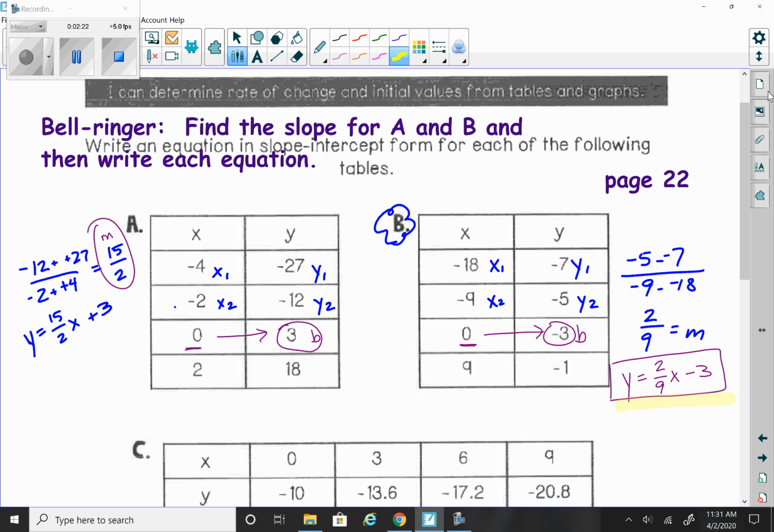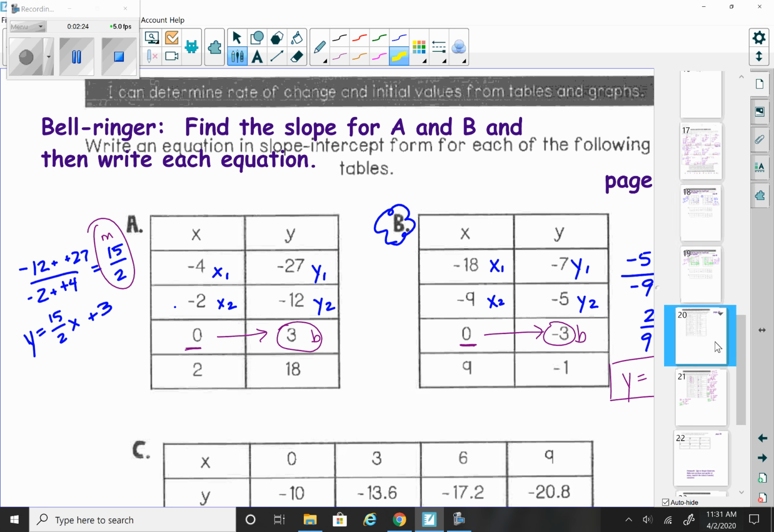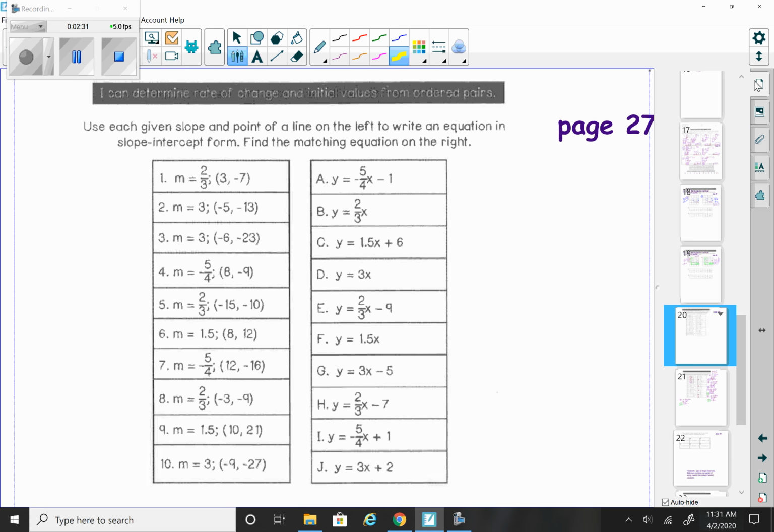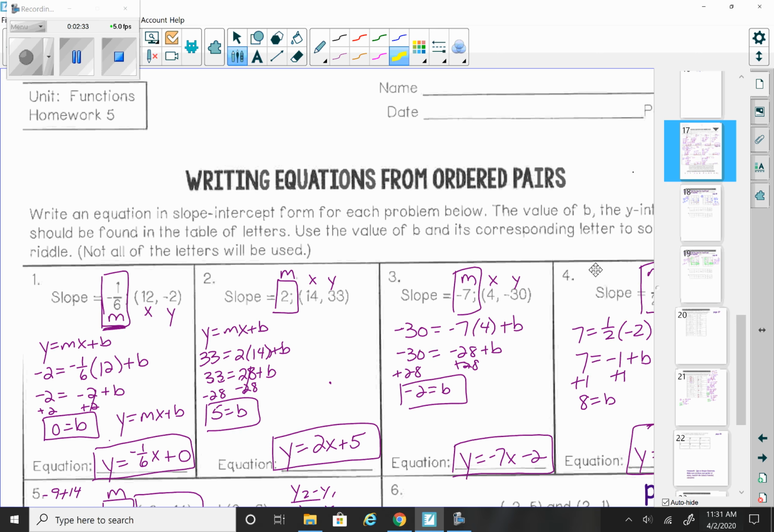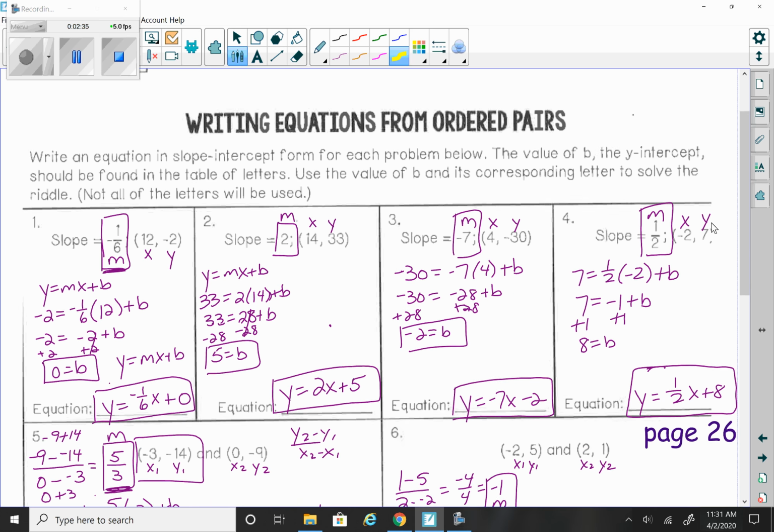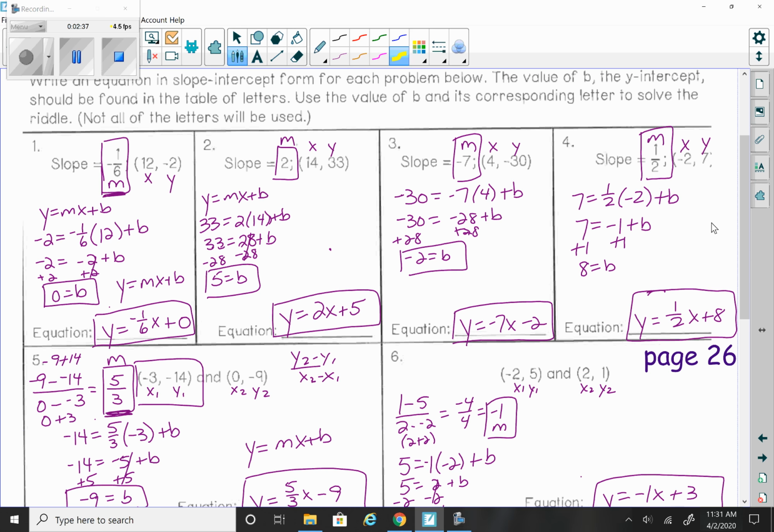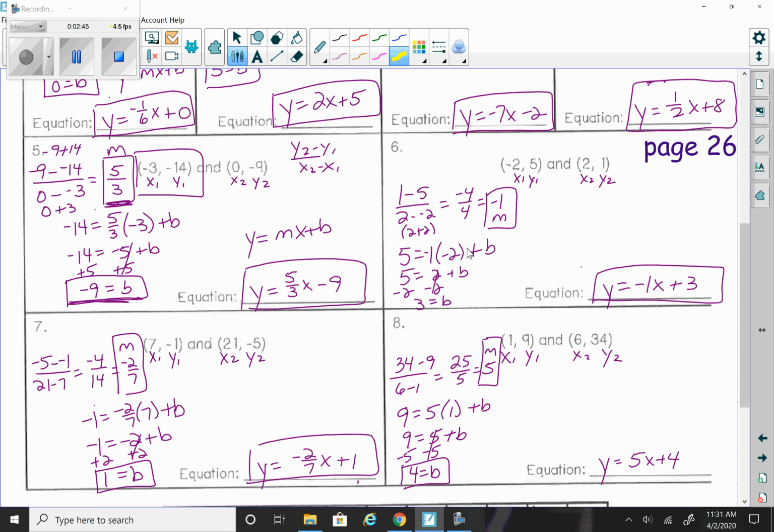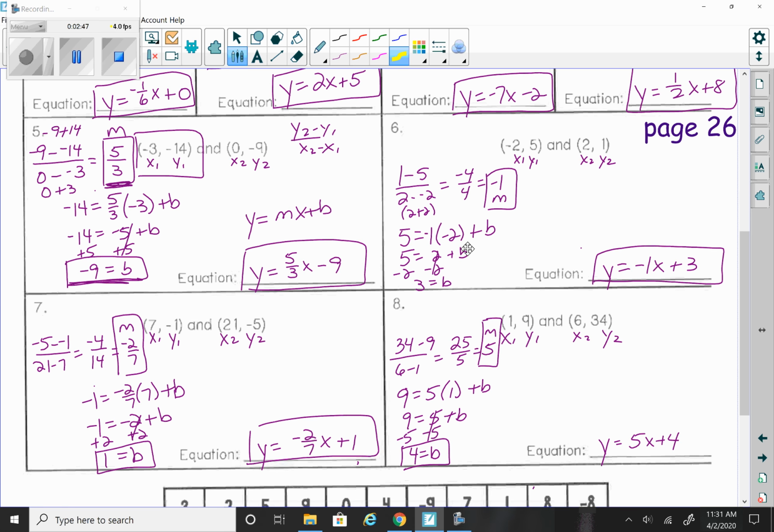Next, we're going to flip all the way in our packet to page 27. Oh, you know what? Before I go to my lesson for today, I should probably go over your homework. So I guess we're going to flip to page 26 first. Again, I did 1 through 4 with you yesterday, went over that from the homework from the night before. Last night's homework was 5 through 8, so we can go ahead and check our answers right now.